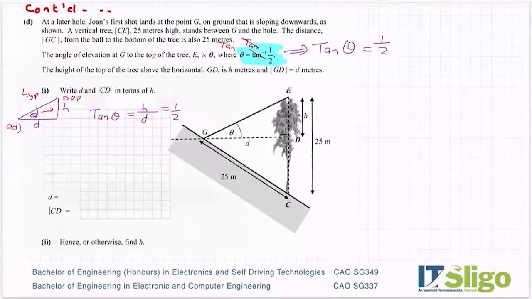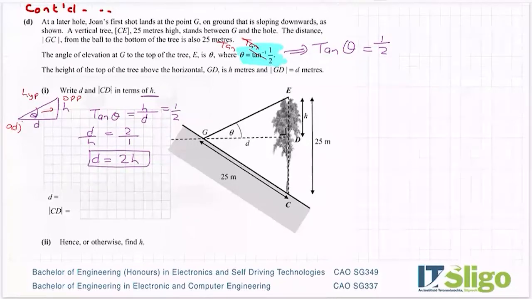Okay, so I have to write D in terms of H. D is on the bottom, so can I flip both sides if that's okay with you? So D over H is equal to 2 over 1, or D is equal to 2H. Okay, I hope that one makes sense.